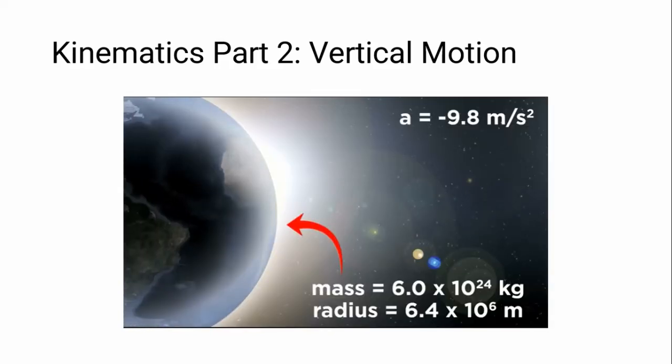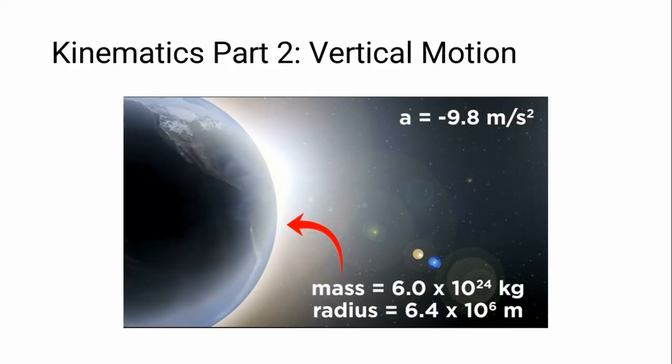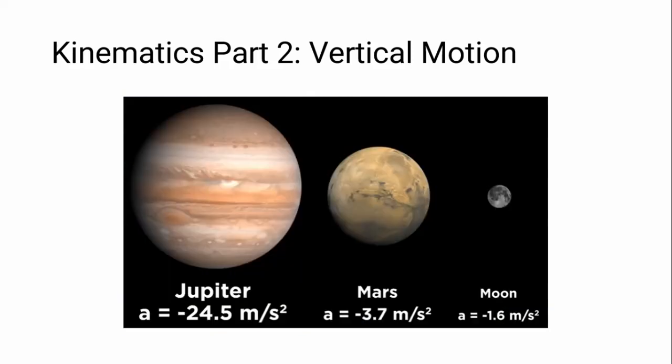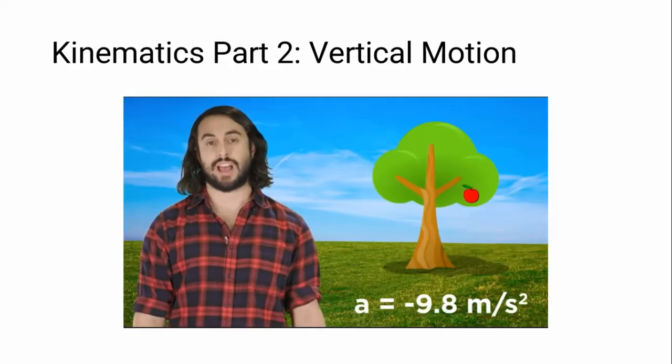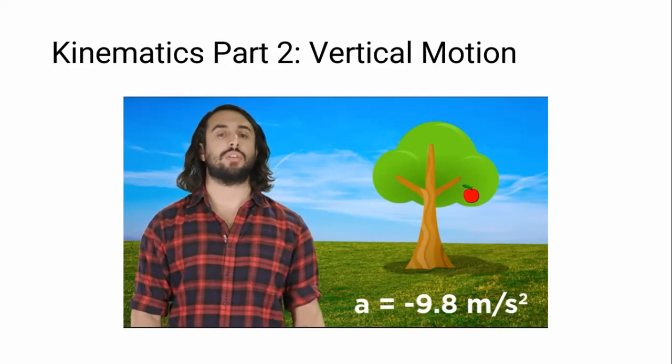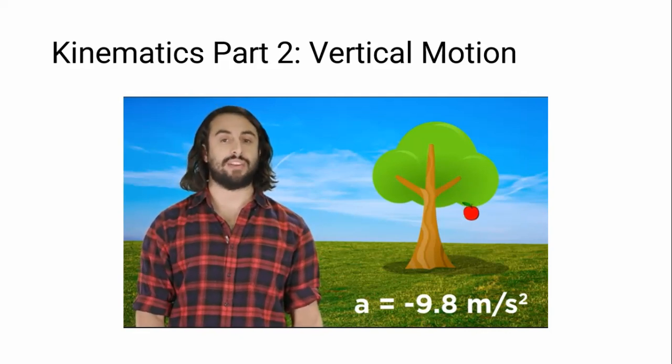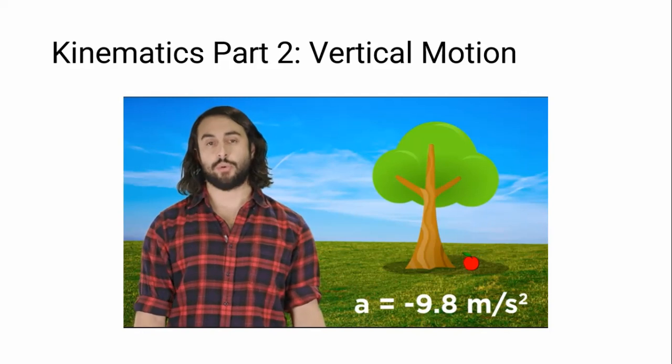This value is unique to the Earth since the Earth has a particular mass and radius. This value would be different if we were on some other moon or planet. But we humans tend to spend most of our time here on Earth, so we can just associate acceleration due to gravity with this value unless otherwise specified.